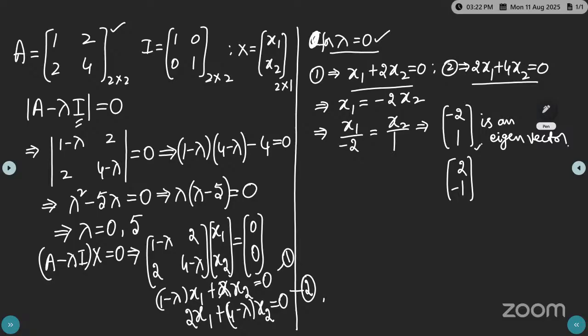When you multiply it with any non-zero constant multiple, for example you may get 200, -100, that is also an eigenvector. And 4, -2, multiply with 2, and 20, -10, or -20, 10, all these are eigenvectors. So how many will you get? Infinite.